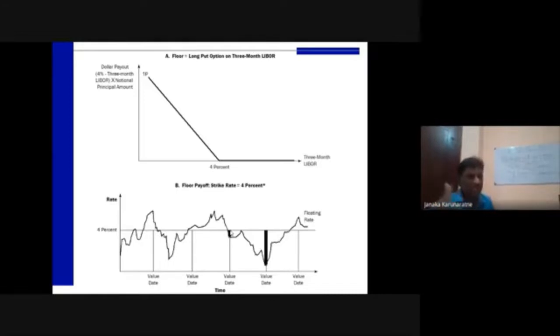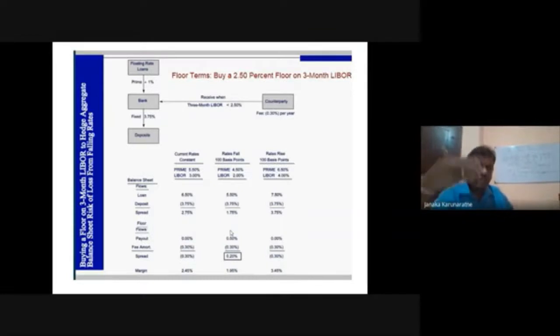There are different counterparties who would like to take the opposite side, depending on their risk, because each bank has a different risk. When your bank has floating rate loans and fixed rate deposits, another bank may have fixed rate loans and floating rate deposits. So you can easily find a counterparty.